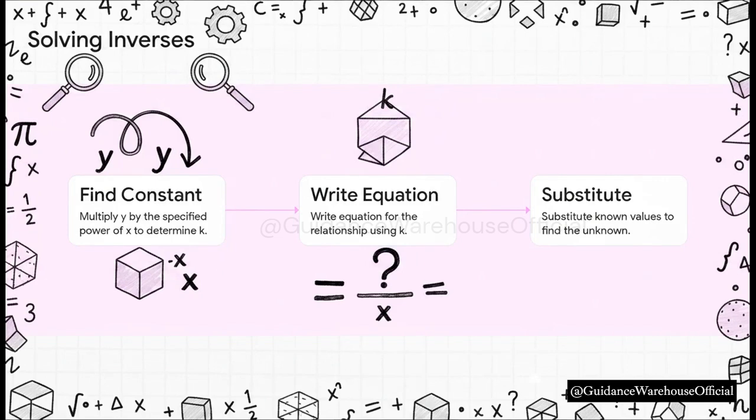The steps are actually incredibly similar. Let's say y varies inversely with the cube of x. Step 1, find the constant k. But this time, because the original formula uses division, you isolate k by multiplying y by x cubed. Step 2, write out your main equation, y equals k divided by x cubed. Step 3, plug in your knowns and solve. Once again, you find k, you conquer the problem.